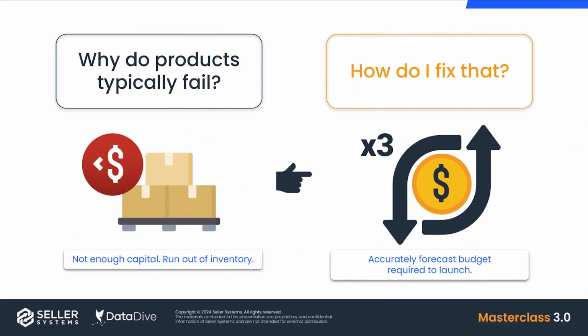So, a handful of ways that products typically fail. We're going to show you how to avoid each of these today. Number one is not enough capital and running out of inventory. This is probably the biggest way that we see products fail.